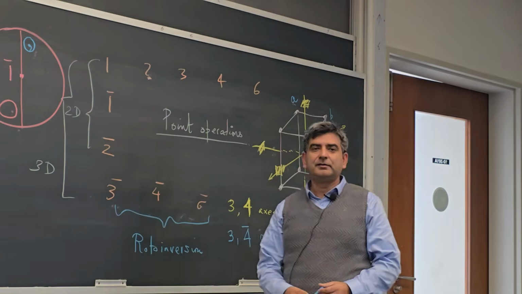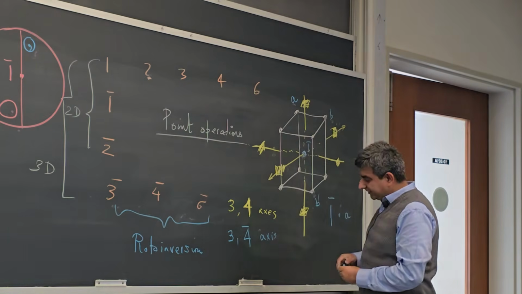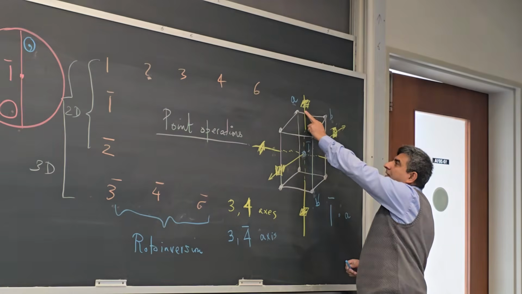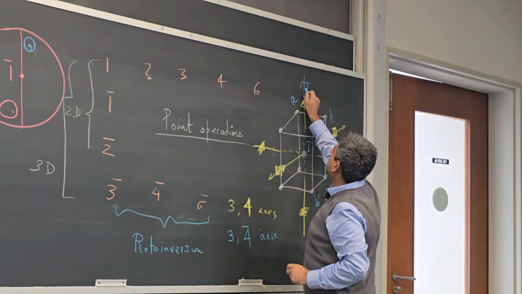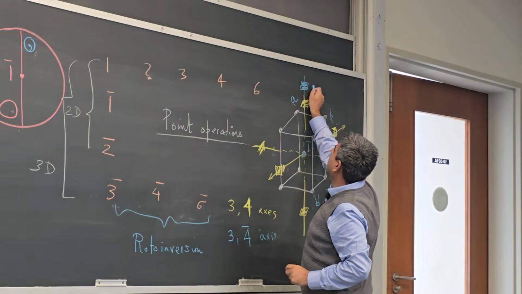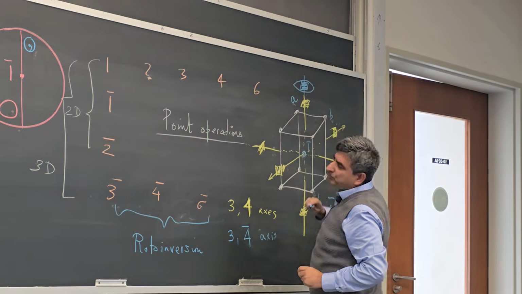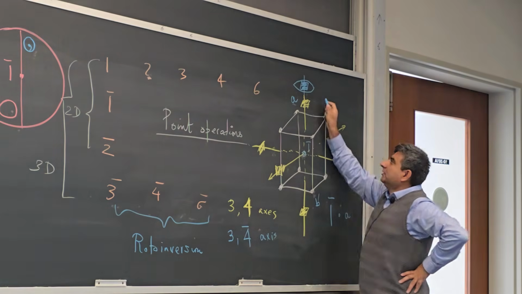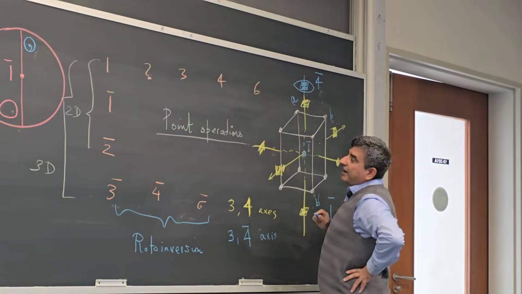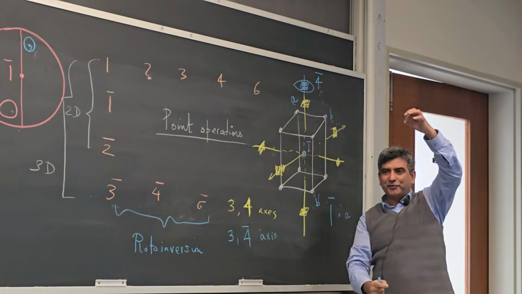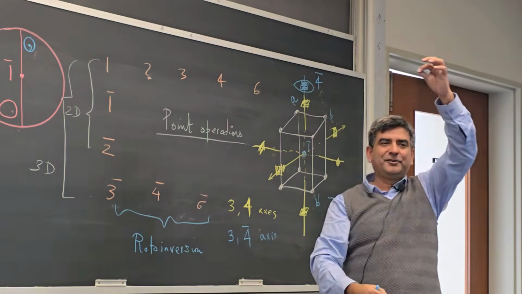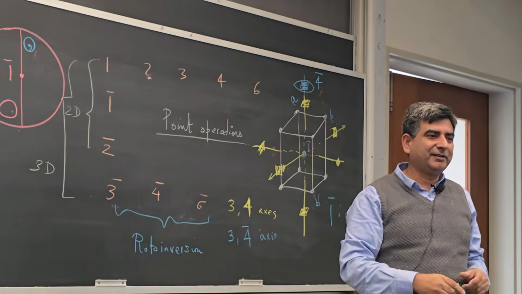Got it? So not only is this a 4-fold axis rotation, it's also a 4-fold roto-inversion axis, which probably has this symbol. It's a 4-bar roto-inversion axis as well. So the 4-fold axis rotation and the 4-bar roto-inversion axis coincide.